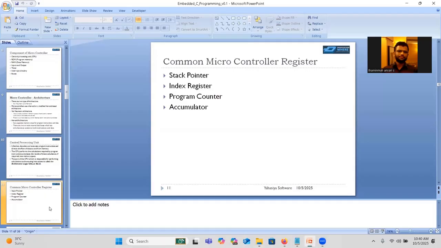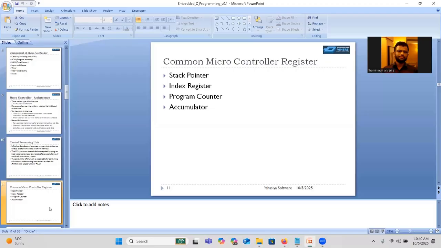Those are used while we do programming. Those are the stack pointer, index register, program counter, and accumulator. We should have thorough knowledge of all these registers. Only then can we write a perfect program. We can even decode a program written by someone else.